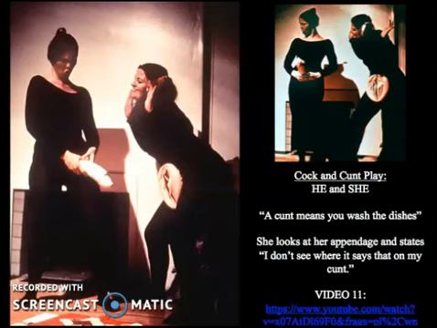So not only was the structure there for people to come and view the art and the work, but there were also performances that occurred in this space as well. So Cock-Cunt play here for video 11, in which you see sort of the hilariousness of roles and what it means to have a penis versus a vagina. A cunt means you wash the dishes. She looks at her appendage and states, I don't see where it says that on my cunt. So you can watch this video and their connection with the work.